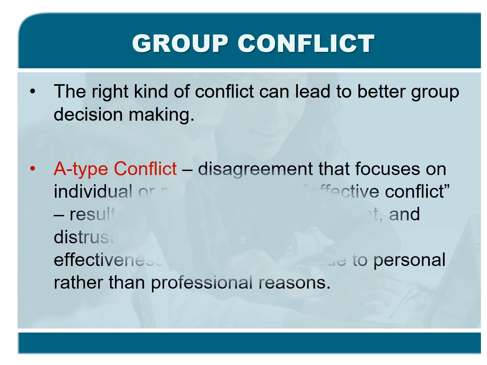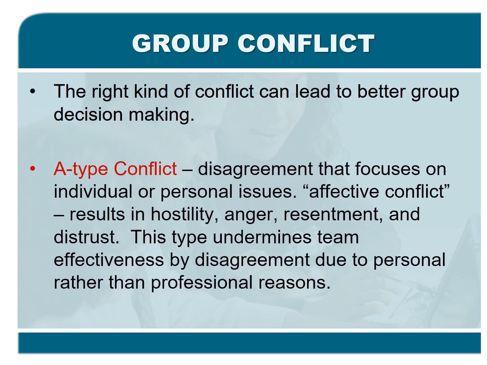There's also the A-type conflict. Disagreement that focuses on individual or personal issues. Affective conflict results in hostility, anger, resentment, and distrust among the members. This type pretty much undermines the team's effectiveness by disagreement due to personal rather than professional or logical reasons.